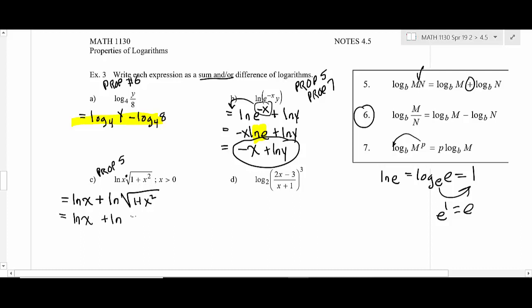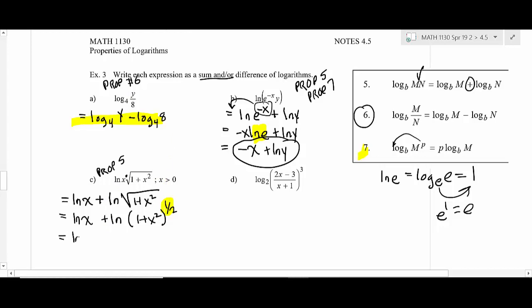You want to write that as ln of (1 plus x squared) to the 1/2 power. Rewrite the square root that way. Now, what could you do with the 1/2 according to property 7? You just bring it down in front, right? Okay, so property 7 would tell you to bring that down in front.